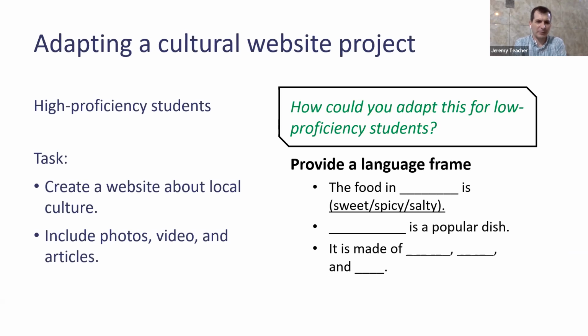So this would be an example if the topic was food and they were describing food in their culture. You could provide a frame for a paragraph where the sentences have some blanks for the students to fill in with the vocabulary they know. Like, the food in this place is sweet or spicy or salty. This food is a popular dish. It is made of this, this, and this. So that's another idea for lower level students.